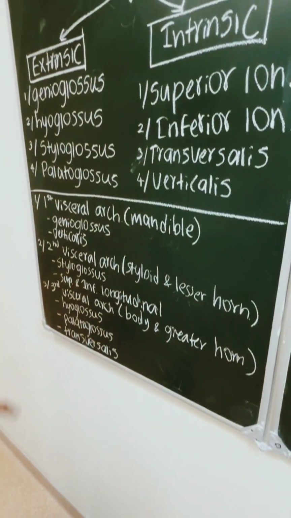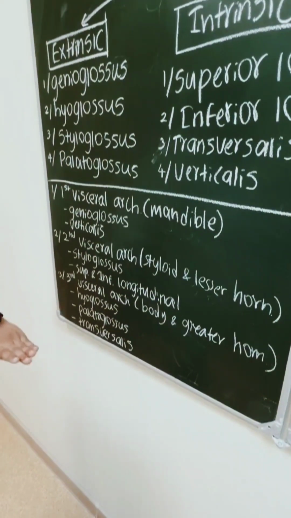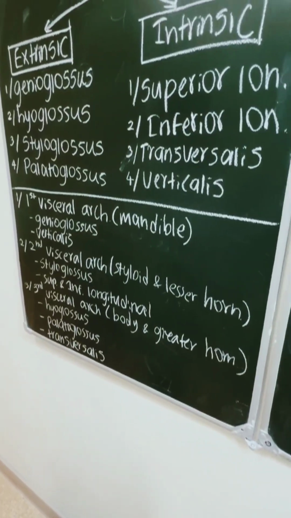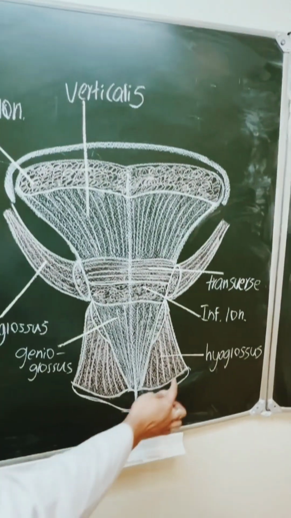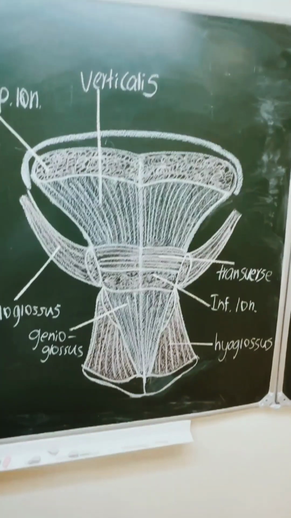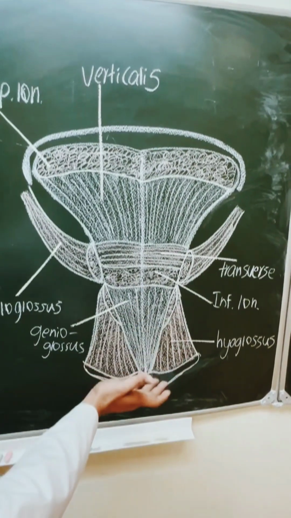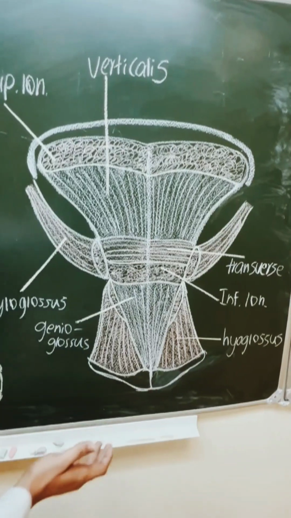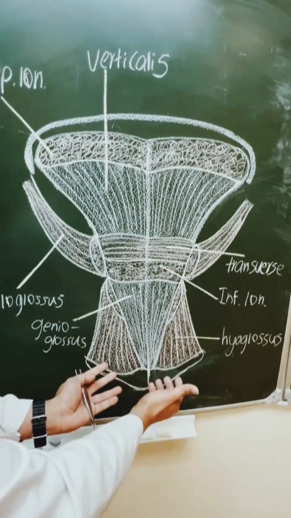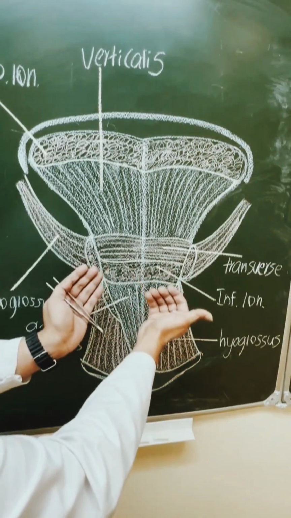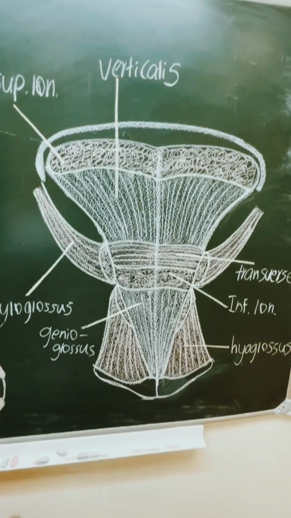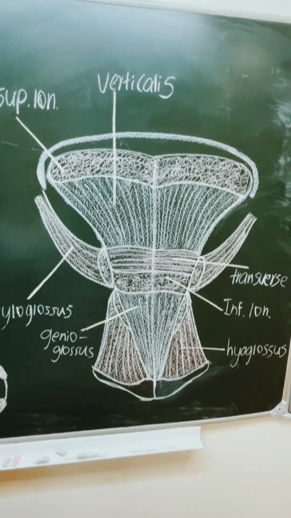Let's move into the third group, which has three muscles: hyoglossus, palatoglossus, and transversalis. For hyoglossus, you can see the hyoid bone here. As I mentioned earlier, these muscles originate from the body and the greater horns of the hyoid bone. So hyoglossus originates from here, goes almost in a vertical position, and attaches to the sides of the tongue. And then palatoglossus and transversalis.